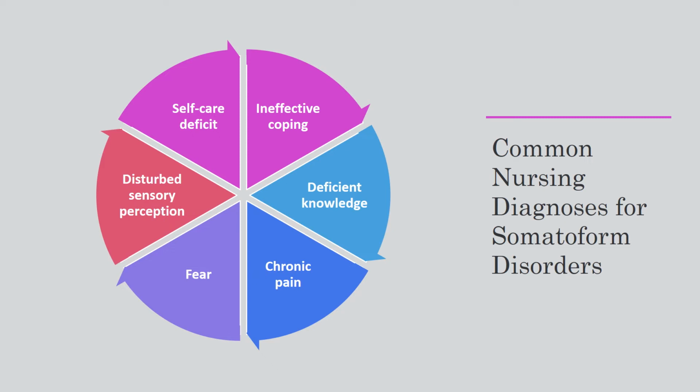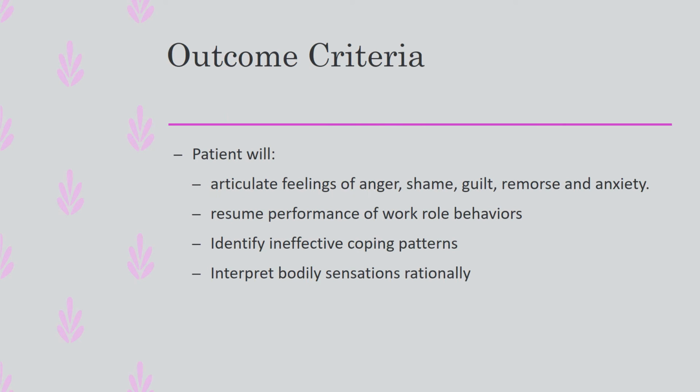When we get to outcome criteria, the ultimate goal at the end of all of these nursing diagnoses is to have the client live as normal a life as possible. Again, focusing on outcome criteria, you want to make sure that the patient is able to, at the end of all this, live as normal a life as possible. So at the end of their treatment, some of the outcome criteria is that the patient will be able to articulate their feelings of whatever origination: anger, shame, guilt, remorse, or anxiety. Remember, these are those underlying or internal conflicts that the client is dealing with that caused this situation to come to a head in the first place.